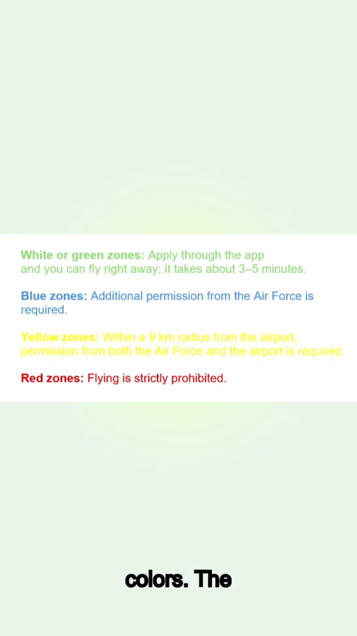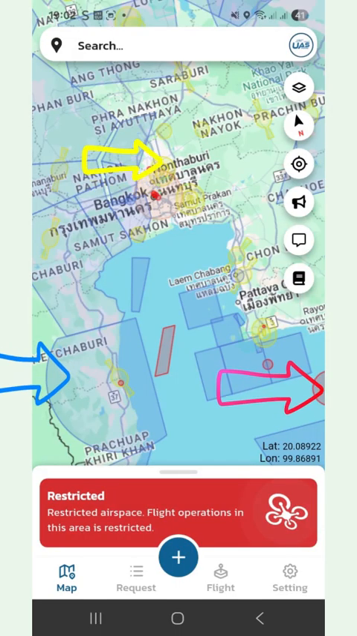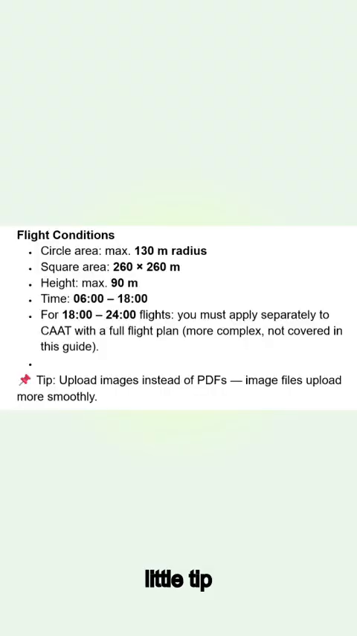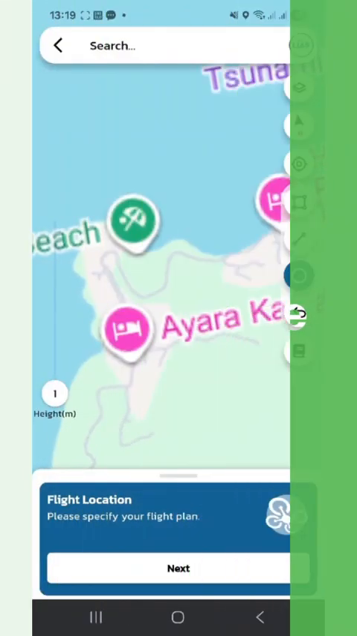Airspace colors. The map shows 3 types of zones. Here's a little tip from us. Green zone.